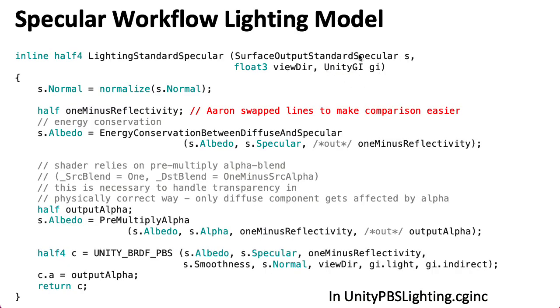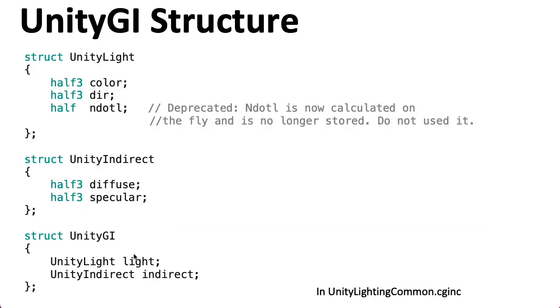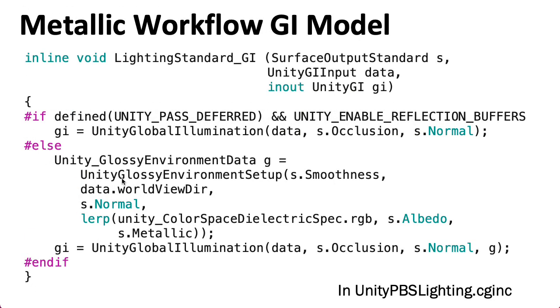Now let's talk about what kind of information is in this UnityGI structure. It has a light component and an indirect component that it passes into the BRDF function. So the light component is a Unity light structure that has a color and a direction. And then there's this Unity indirect structure that has diffuse and specular aspects. The diffuse aspects are going to come from spherical harmonics and light maps, and the specular information is going to come from reflection probes.